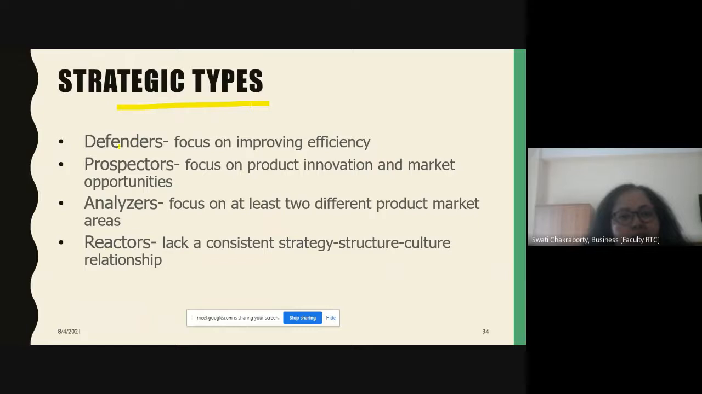There are different types of strategic types that we have. One is defenders, who focus on improving the efficiency. Prospectors are companies which focus on product innovation and market opportunities. Analyzers focus on at least two different product market areas, and then see which is better. Reactors do not have a specific strategy, structure, or cultural relationship. They do not have a consistent approach, they just react to situations and go accordingly.